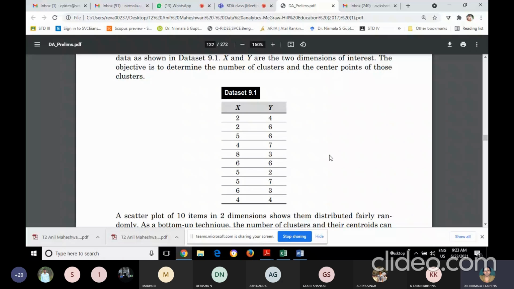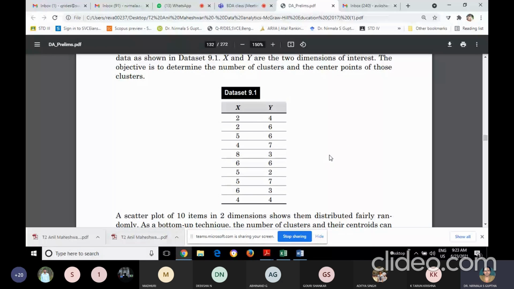So first we need to make the pair of these 2 dimensions X, Y, that is 2, 4. First row means first row pair of items. Second row item is 2, 6. Then 5, 6, then 4, 7, 8, 3, 6, 6, 2, 5, 2, 5, 7, 6, 3, 4, 3, sorry, 4, 4. Correct? Are you able to get my point now? Yes, ma'am.